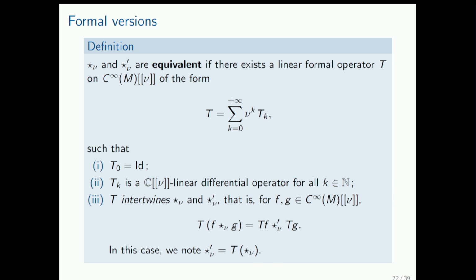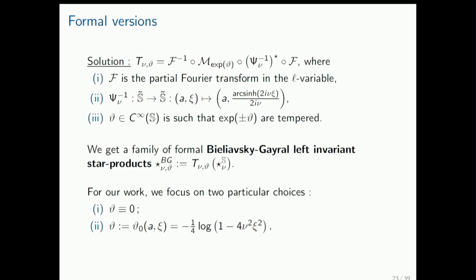What is important is, you see, the third condition means that this equivalence allows us to intertwine two star products. So the idea is to twist one of the products to give rise to the other one. We have this intertwiner relation in the third condition, and so now we look for a particular expression for T to get the left invariance of the star product on S. This is the idea of Bieliavsky and Gayral, and you have here the formula. You don't have to keep that in mind.